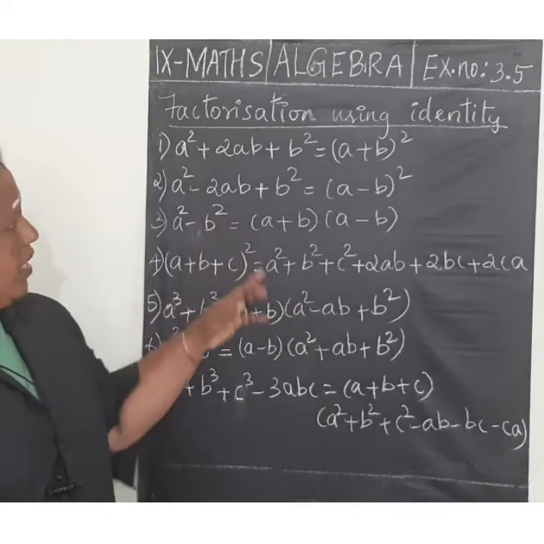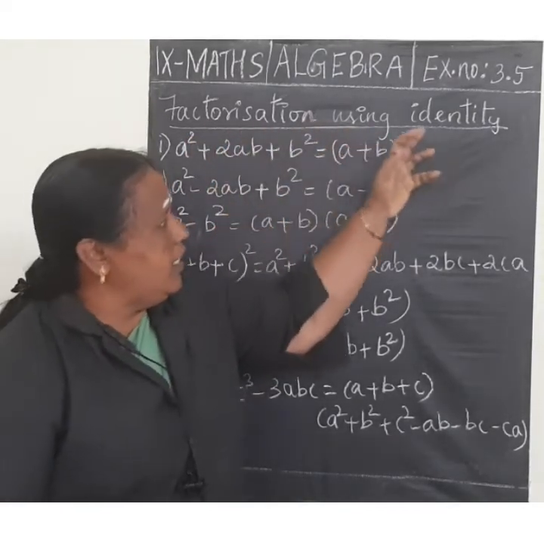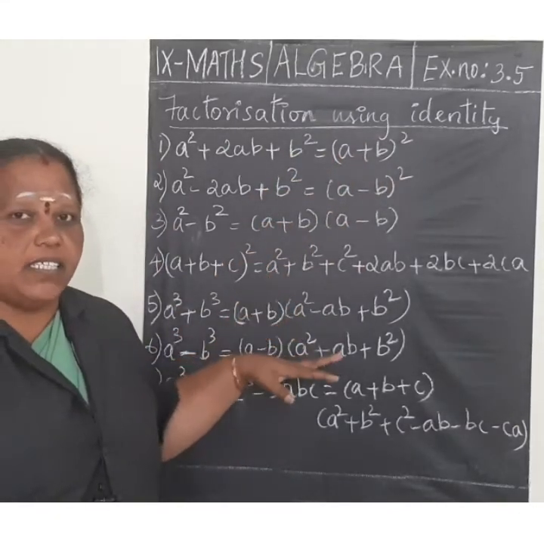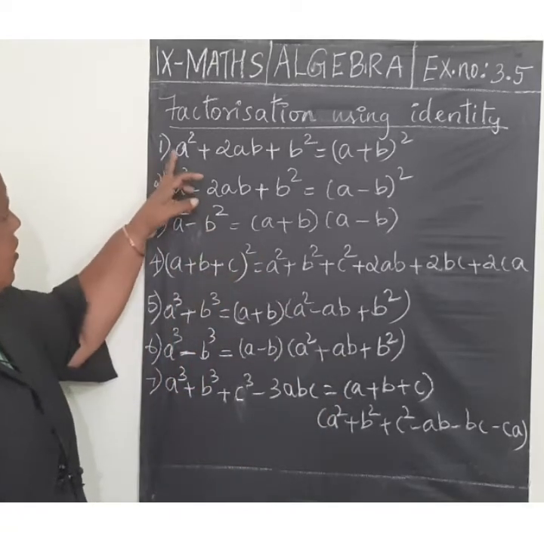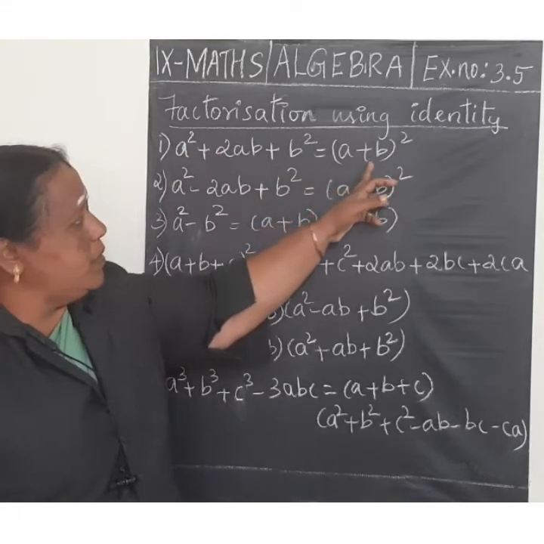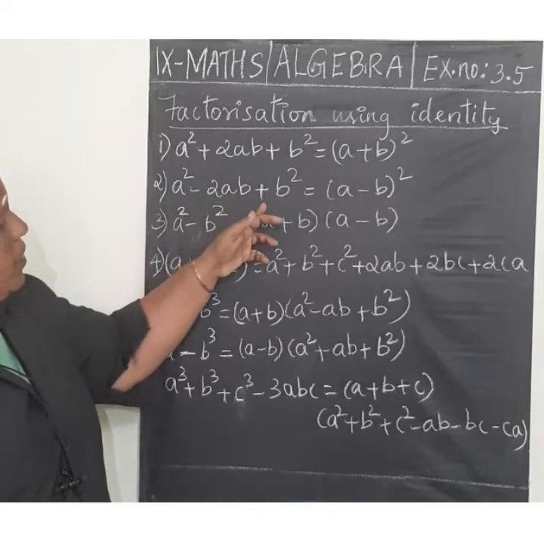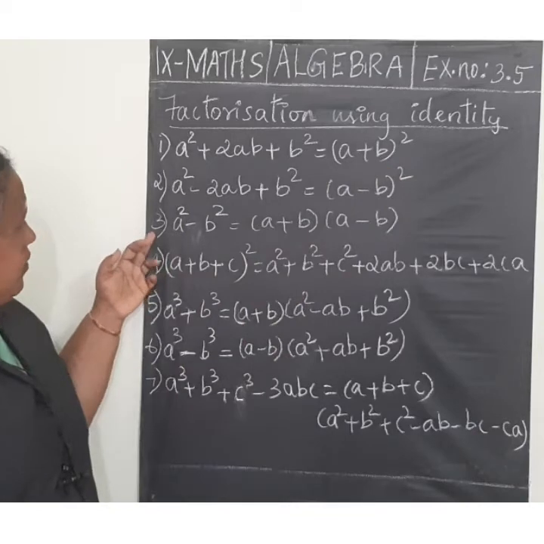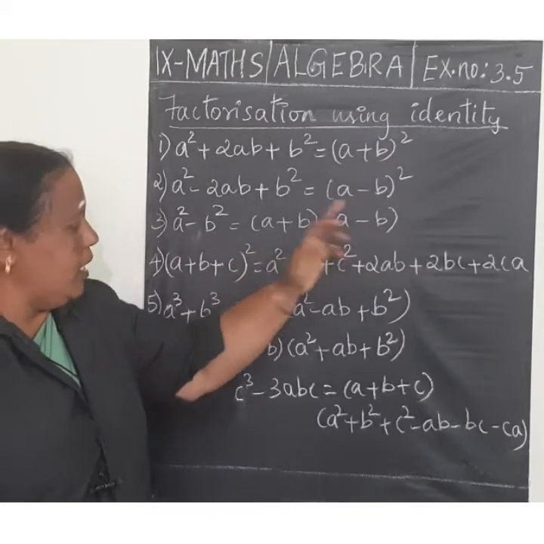Last class we learned some identities. Now we have factorization using identities. Those identities we are going to use to factorize a polynomial. So what are the identities we are going to use? First one, a squared plus 2ab plus b squared is equal to a plus b the whole square. Second one, a squared minus 2ab plus b squared is equal to a minus b the whole square. Third one, a squared minus b squared is equal to a plus b into a minus b.